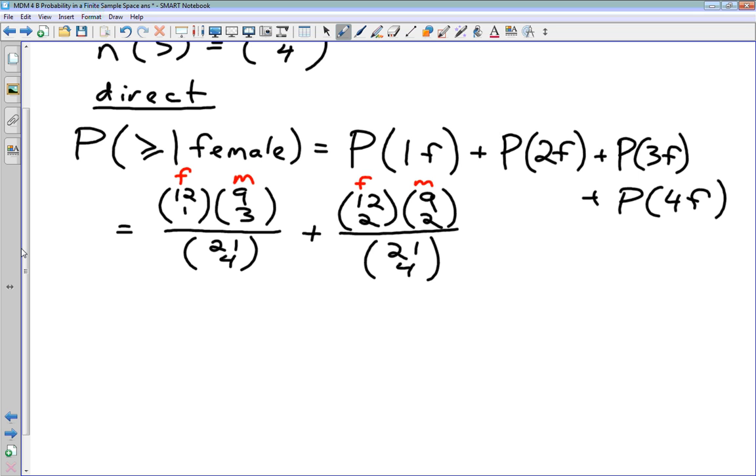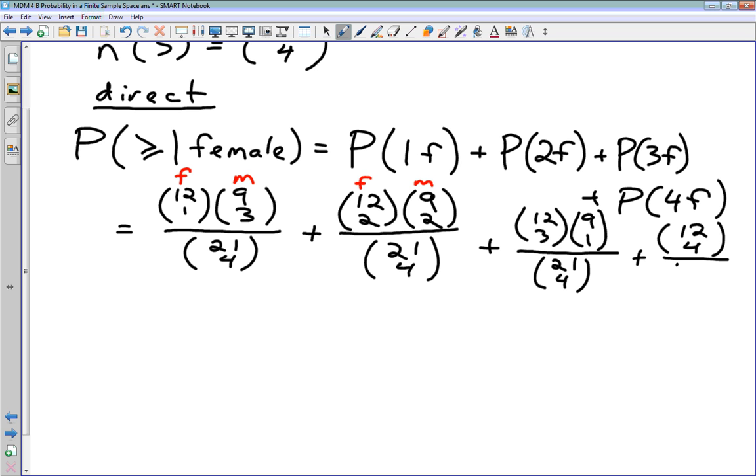What's up next? We want the probability of having 3 females on our committee. So 12 choose 3 to get our 3 females, 9 choose 1 to get our 1 male, all over 21 choose 4. And then finally, we want the probability of getting 4 females. We did that calculation in the last question. It was 12 choose 4 over 21 choose 4.